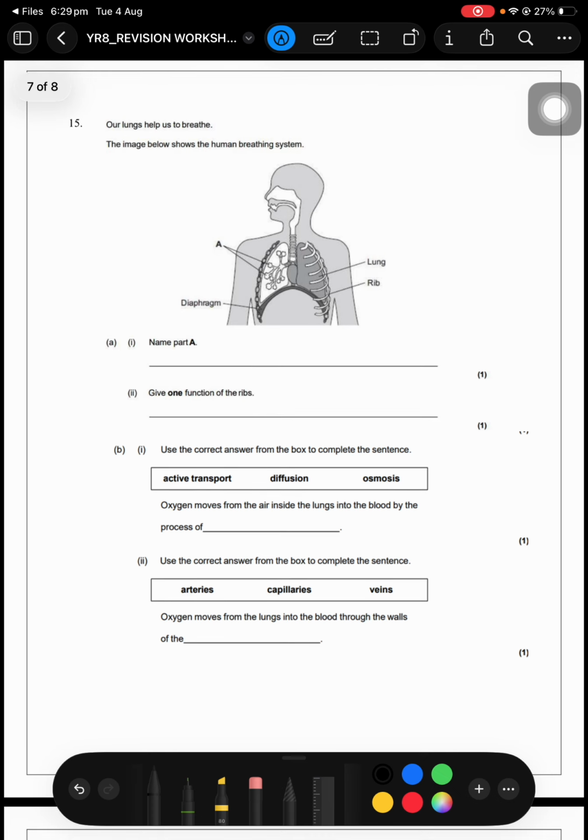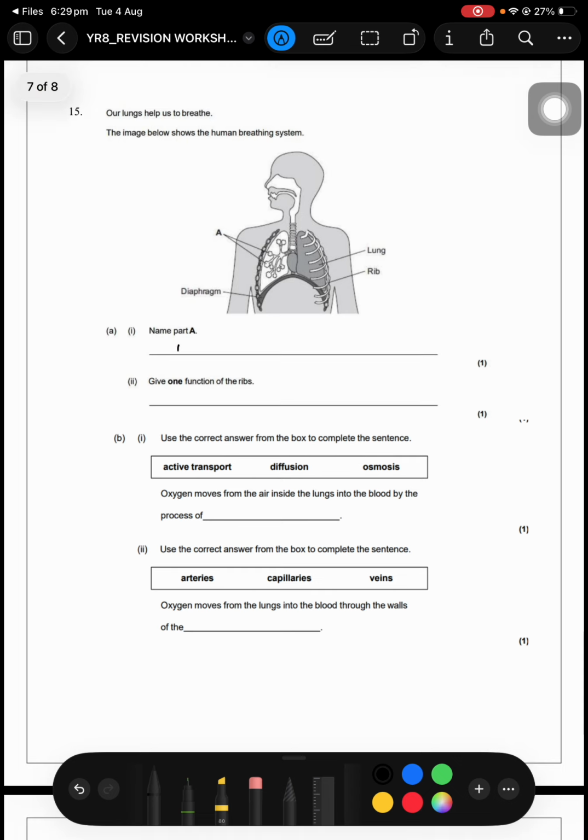Our lungs help us to breathe. The image shows the human breathing system. Name part A. Part A is the alveoli, which we can see. So we'll write alveoli, which is like these balloon type structures in the lungs. So one function of ribs is to protect the lungs.